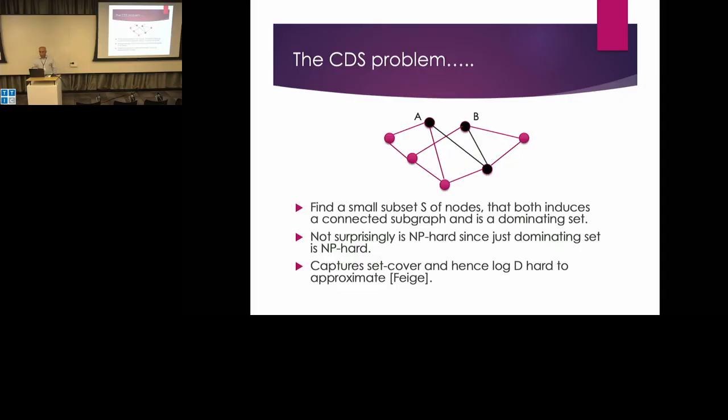So for example, in the previous graph I showed you, the vertices A and B form a dominating set, but they don't induce a connected graph because there is no edge. So then I have to add a new vertex to induce a connected network. In the CDS problem, we're trying to find a small tree, so to speak, which also forms a dominating set and induces a connected graph. Okay, feel free to interrupt and ask any questions.